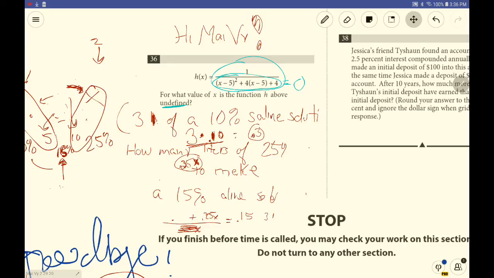So it looks like the number 36. Oh yeah, I challenge you to get a graphing calculator and enter that denominator into it. Y equals x minus 5 squared plus 4 times x minus 5 plus 4, and see where that parabola crosses or touches 0, because that is the value of x that makes the denominator 0, which makes the function undefined.